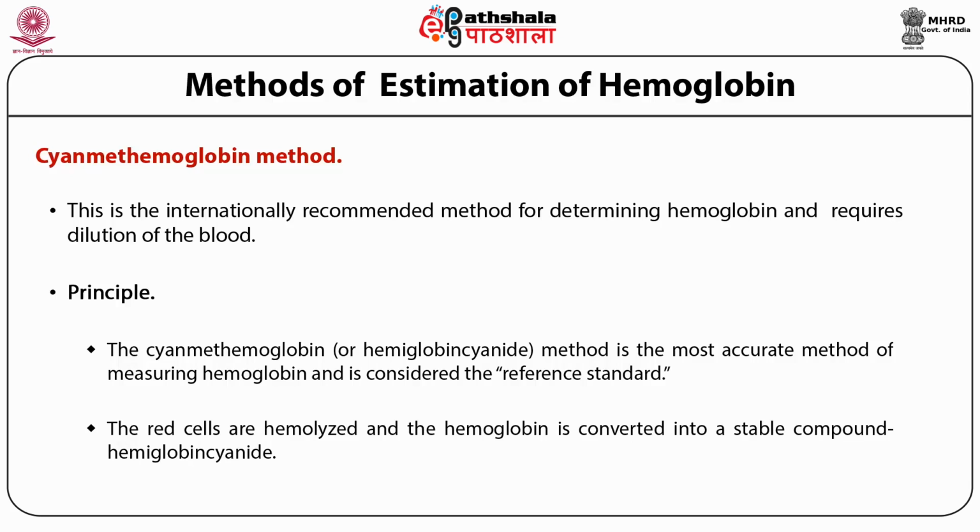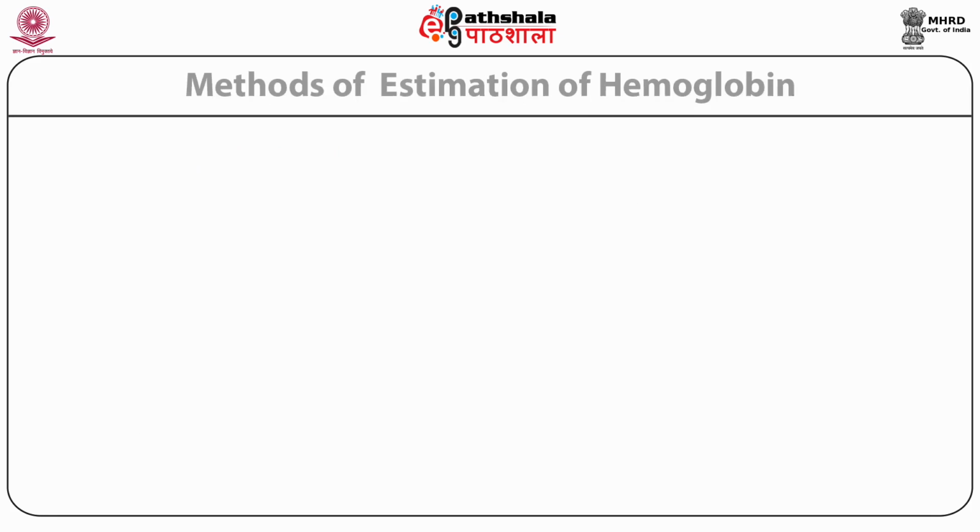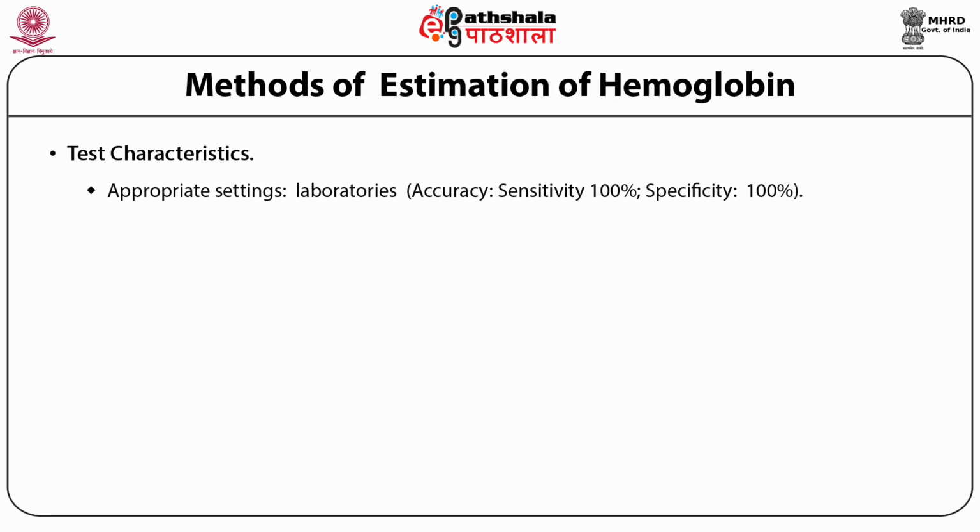This sample is placed in a colorimeter, and the amount of light absorbed by the blood sample at a certain wavelength is proportional to the amount of hemoglobin in the blood. The test characteristics are: the appropriate setting is the laboratory setting, with sensitivity of about 100% and specificity of 100%.